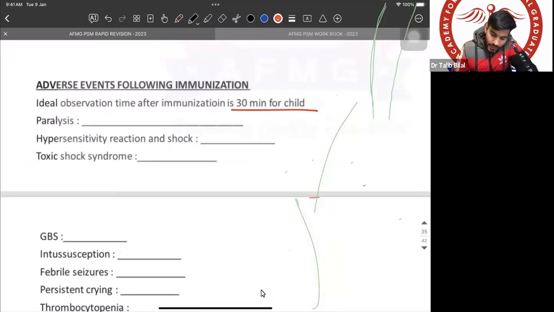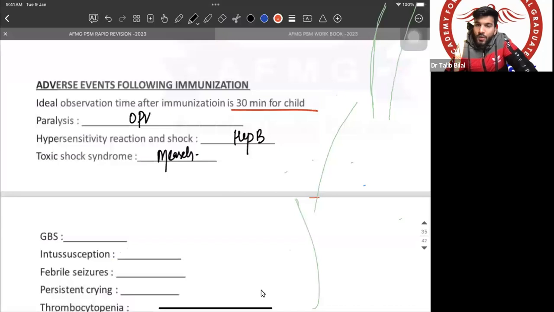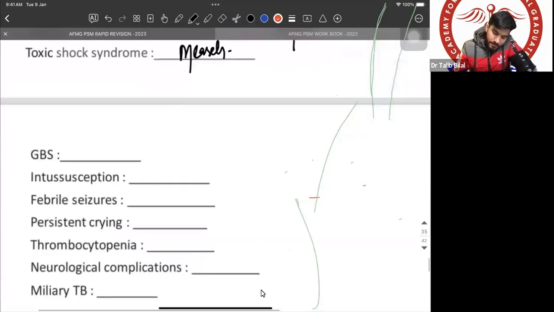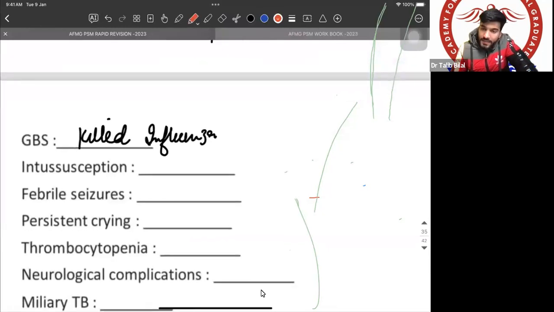Paralysis is a side effect of which vaccine, guys? OPV. Hypersensitivity reactions and shock, that is for hepatitis B. Toxic shock syndrome, measles, Edmonston-Zagreb. GBS, killed influenza. Intussusception, Rota.